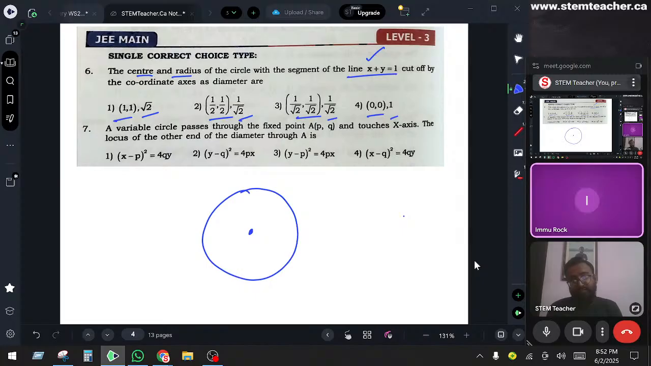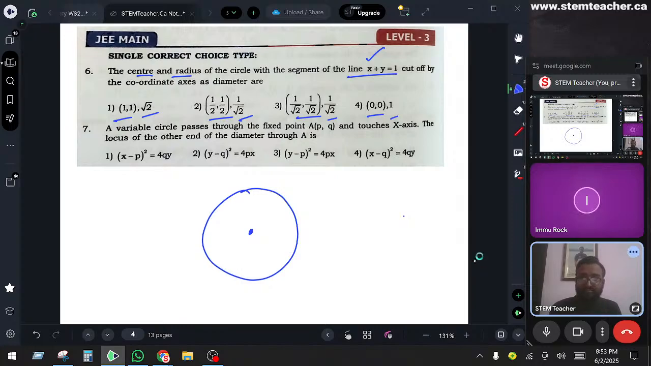Circle with the segment of the line, this line is, if the center is origin. Very good, good thought.